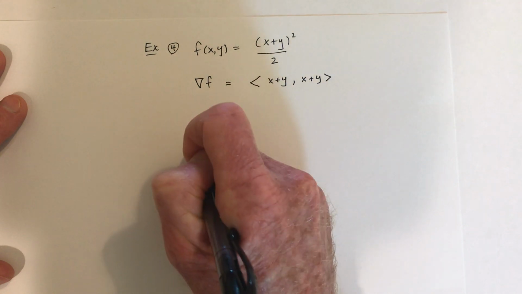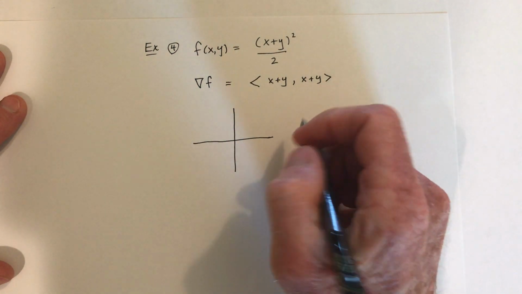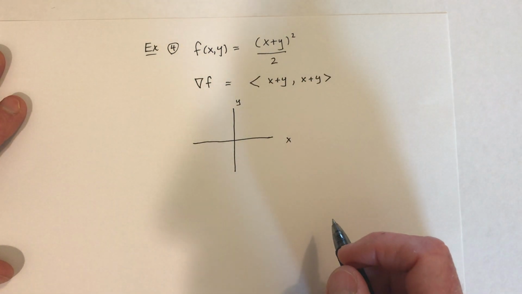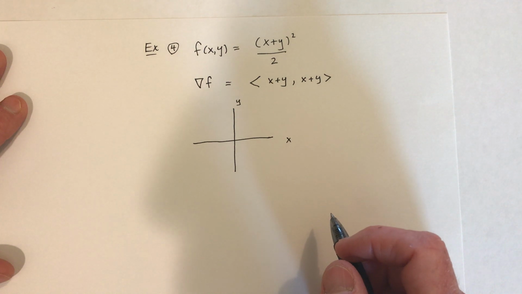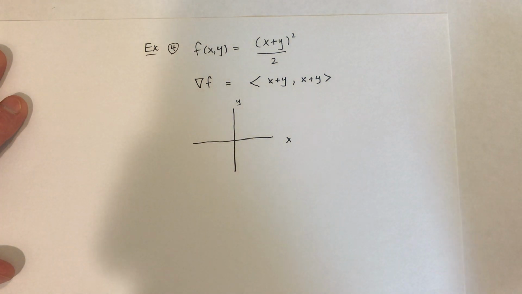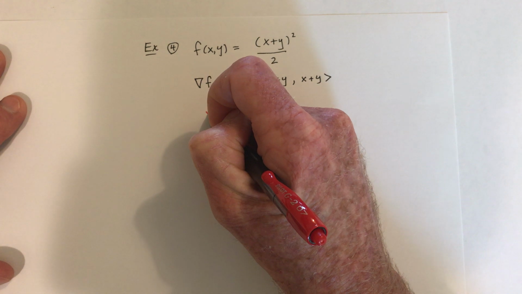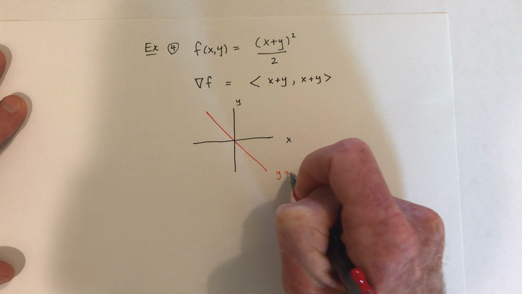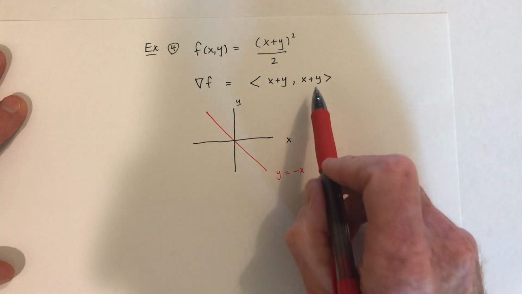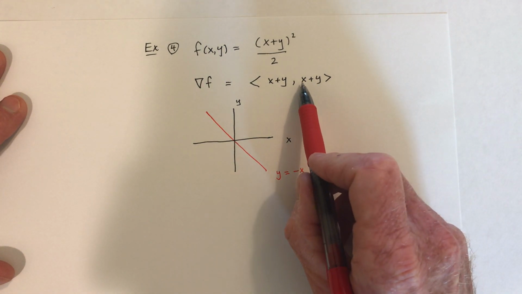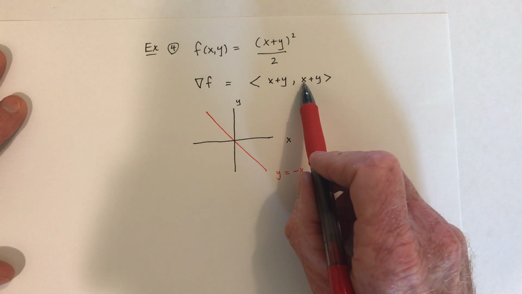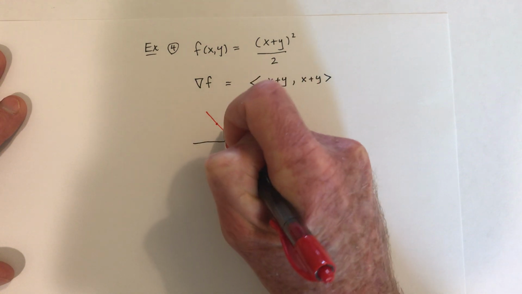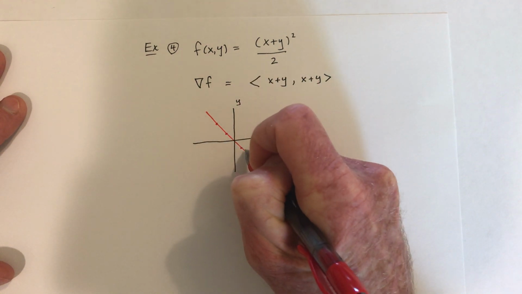So what do those vectors look like? This has just got x and y, so I could do that in 2 dimensions. Here's x and y. And then notice that if you look at this line right here, this is the line where y equals negative x. And if y is equal to negative x, then negative x and positive x will be 0. So all along here, it creates vectors that are just 0.